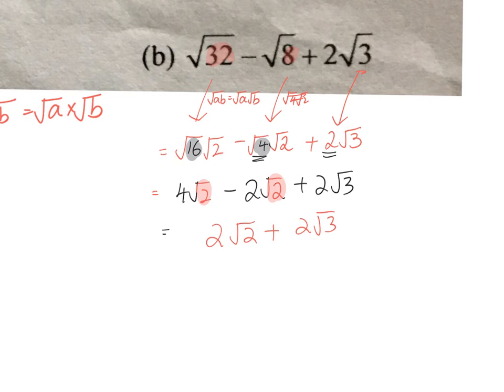Now note that I cannot do anything to these two because they are not like surds. They do not have the same number under the radical sign. I cannot do anything to them. Okay, so some of you may have written your answer as square root 8 plus 2 square root 3. Well, that's the same. Basically these two terms are the same.